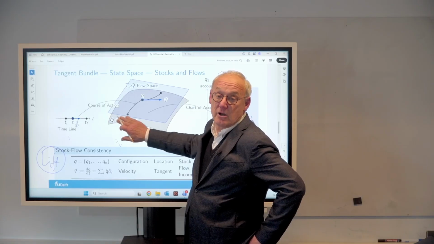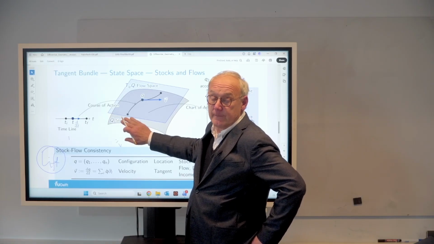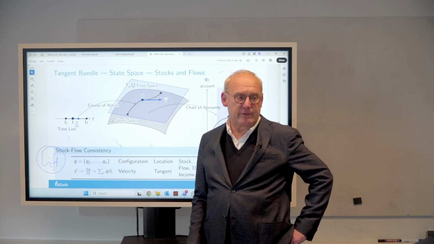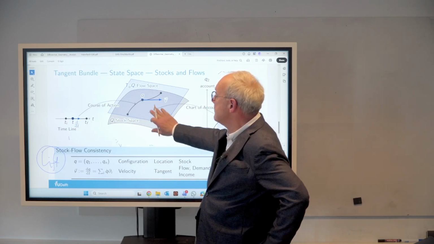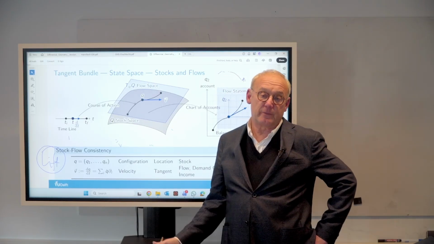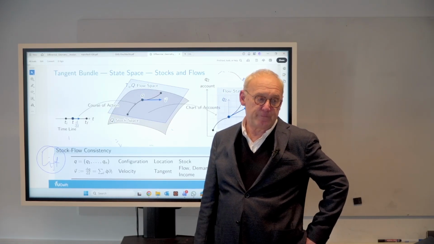Those who live in the stock space are very few. The money supply is one, I believe. I don't really know. And all of the others live only in the tangent space, or what we may call the flow space.